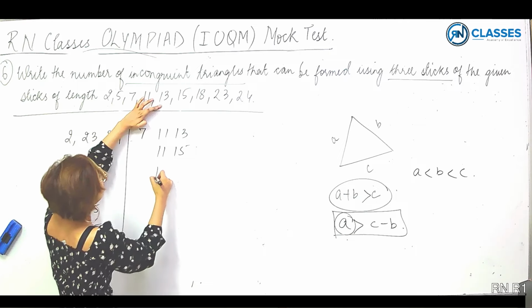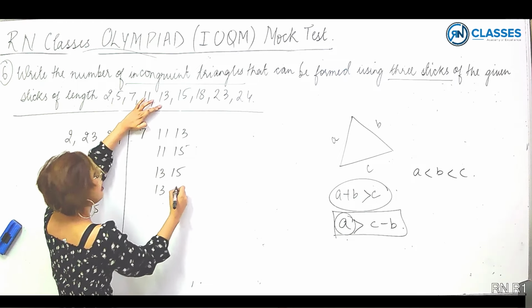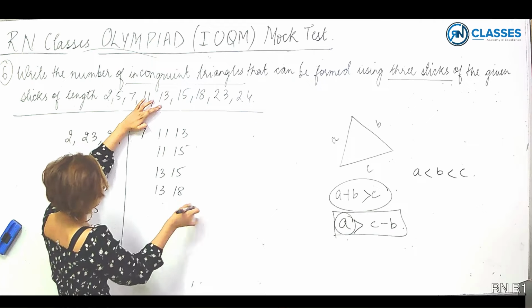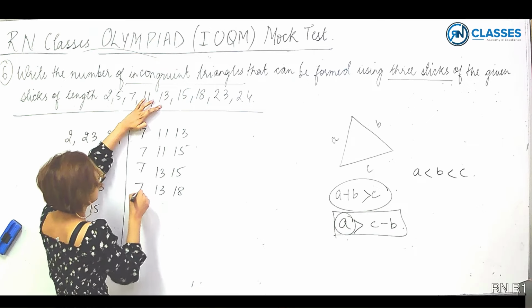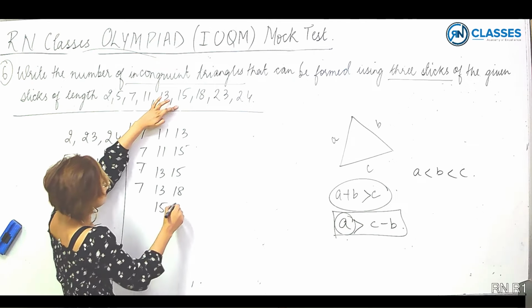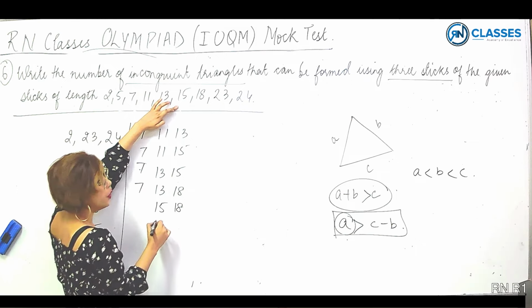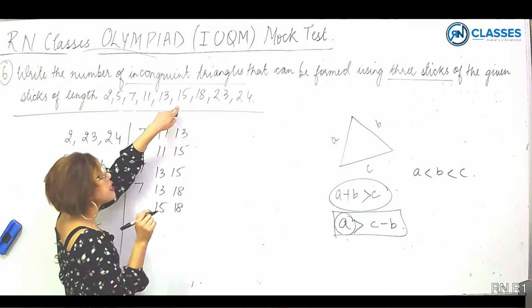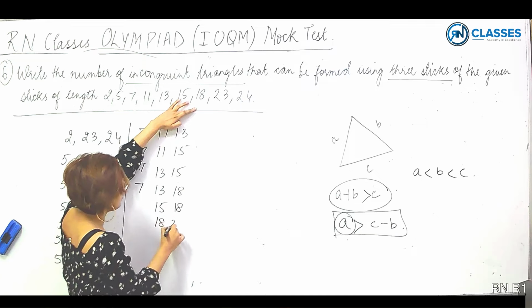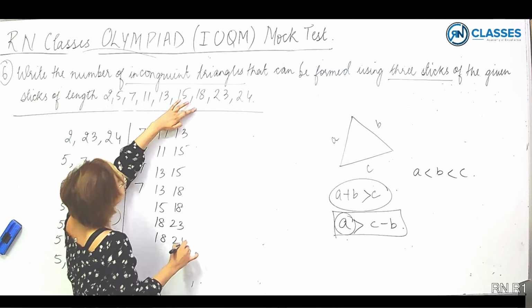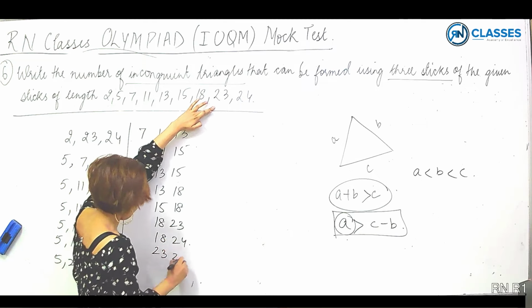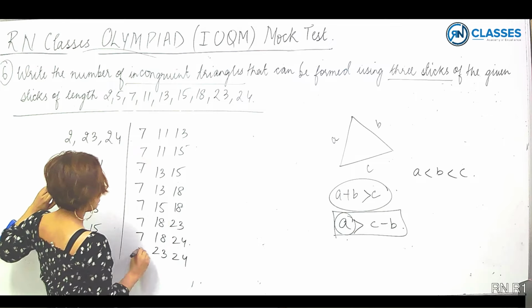So 13 लेते हैं. 13 15 yes. 13 18 yes. 13 23 absolutely not. So this is done. 13 is done. Then 15. 15 18 yes. 15 23 no, right, because the difference is 8. Then 18. 18 23 yes. 18 24 yes. Right. Done. So 23 24 also. So these are the 7 ones.